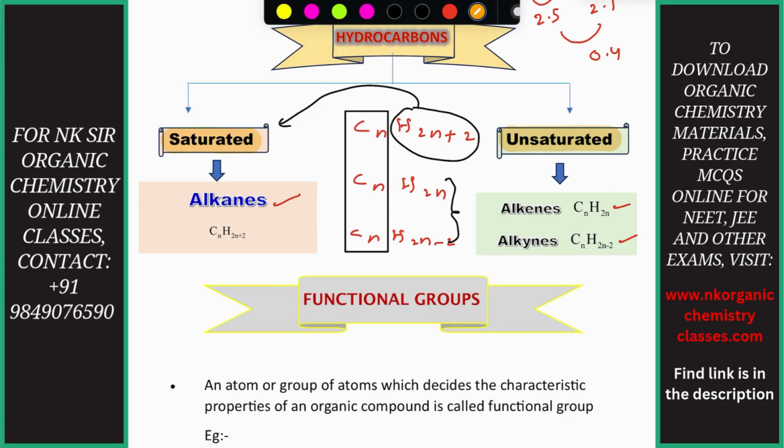are unsaturated. So saturated and unsaturated differ in what? They differ in the number of hydrogens. You see here, the number of hydrogens is 2n in alkene, whereas in alkyne the number of hydrogens is 2n-2. Therefore they are unsaturated. Why? Because they have a lesser number of hydrogens when compared to alkane.